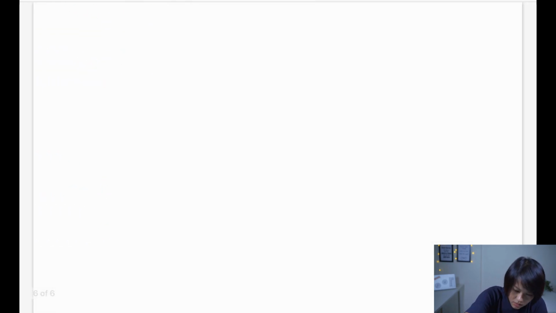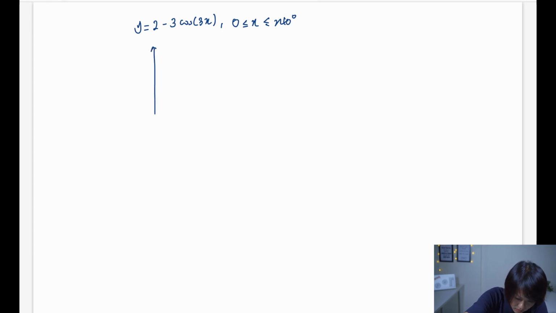It's the same thing. We're going to sketch y equal to 2 minus 3 cosine 3x. Same thing, we will need our cosine graph. So how does our cosine graph look like? It looks something like a U shape, again with one cycle being 360 degrees, maximum 1 and minus 1. So this is y equal to cosine x.